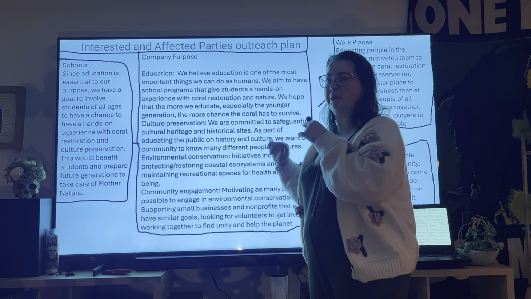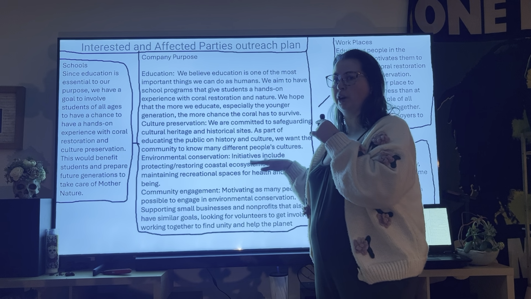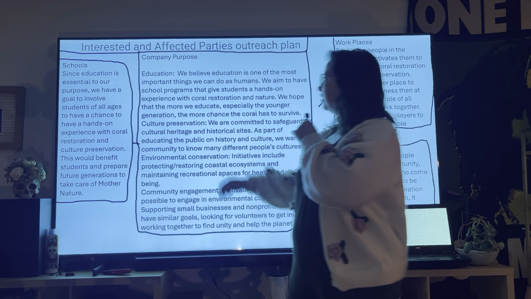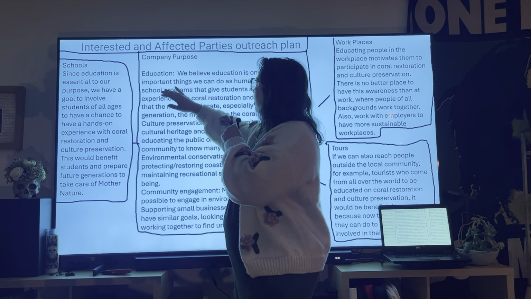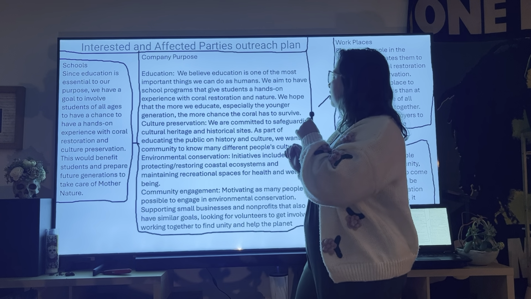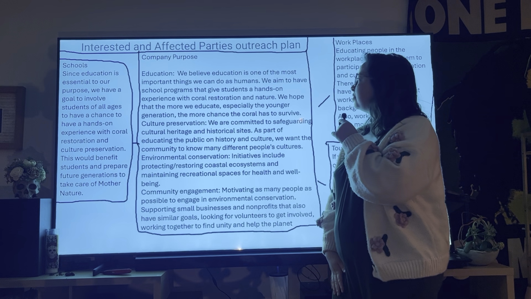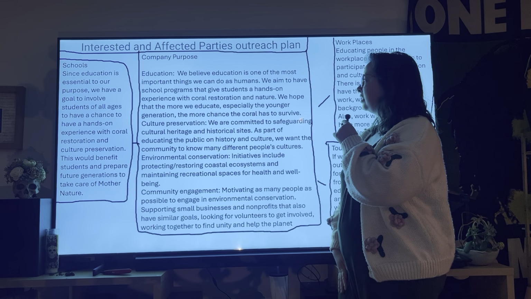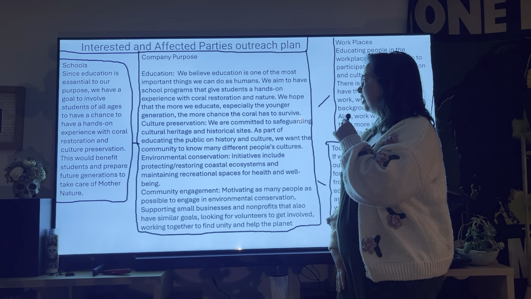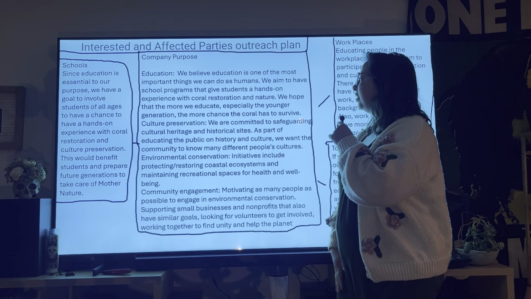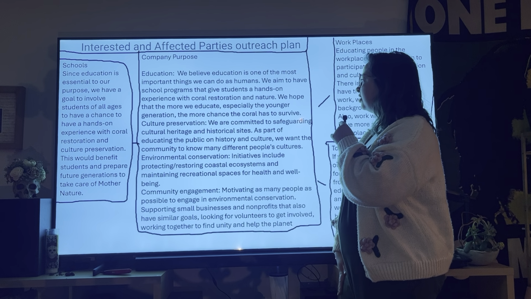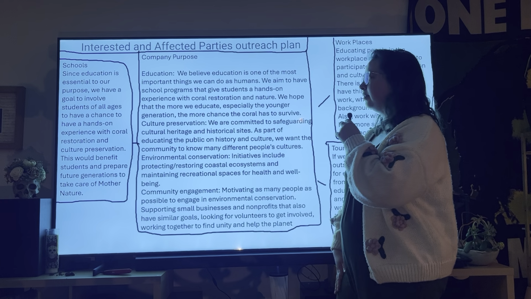But as a company purpose, I really just want to focus on these 4 points. First of all, we have education. We believe education is one of the most important things we can do as humans. We aim to have school programs that give students a hands on experience with coral restoration and nature. We hope that the more we educate, especially the younger generation, the more chance the coral has to survive.